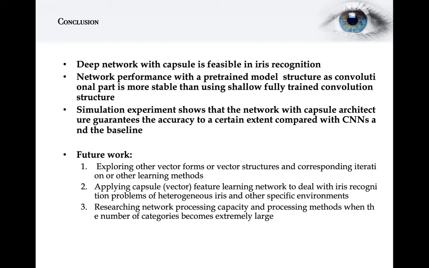For future work, they want to explore other vector forms and vector structures in the model. Also, they want to apply capsule feature learning networks to deal with iris recognition problems of heterogeneous iris and other specific environments. They would also like to research network processing capacity and processing methods when the number of categories becomes extremely large.